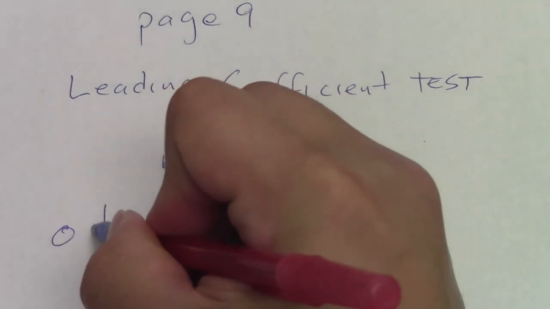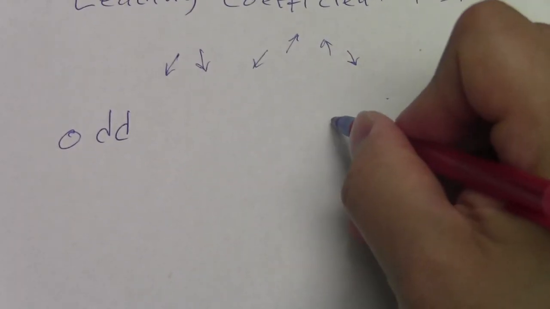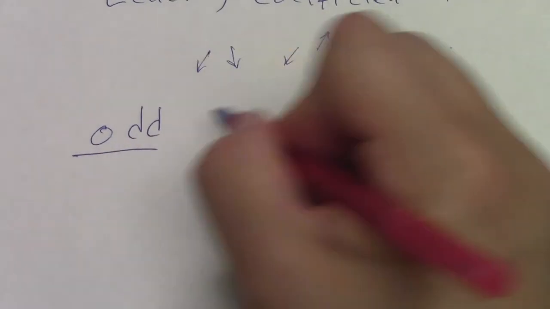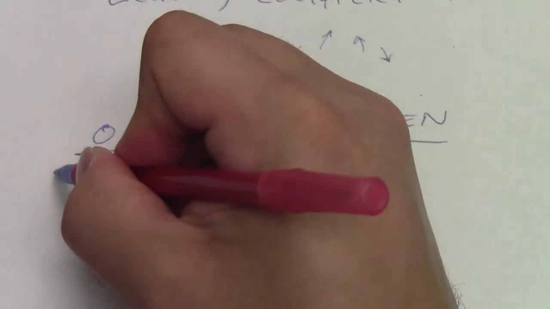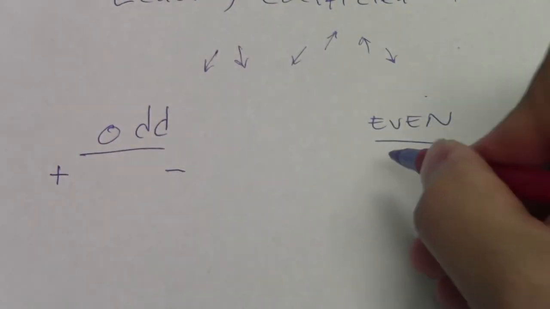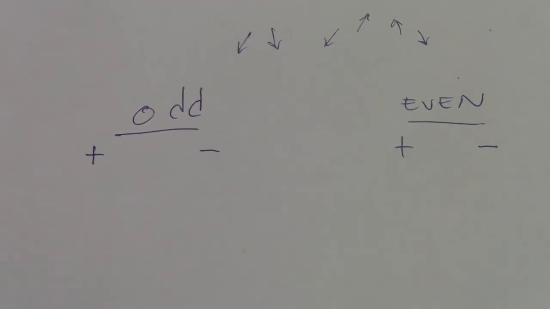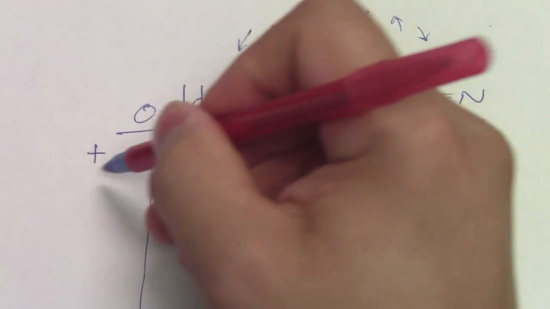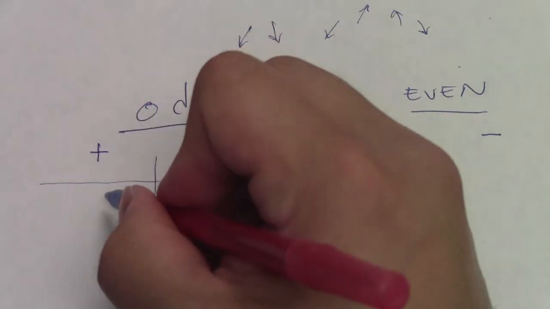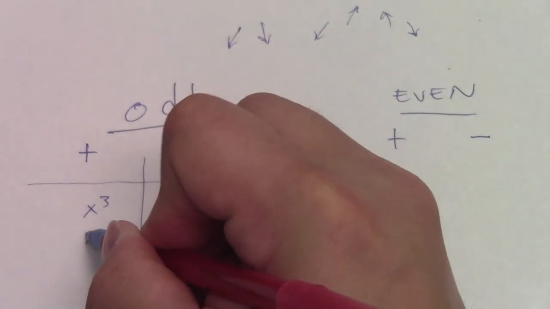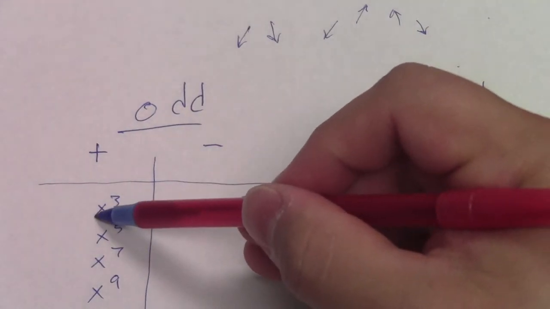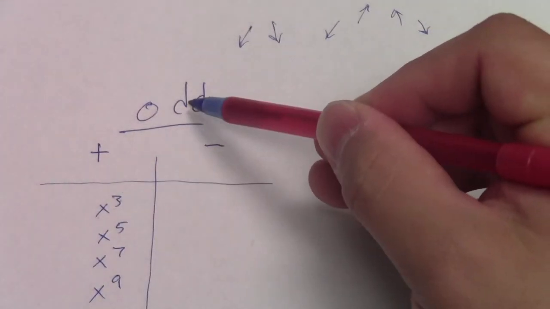So we're going to have odds and we're going to have evens. Under odd and even, we're going to have positive and negative. Positive and negative. So let's look at a couple things. Let's say we have x to the thirds, x to the fifths, x to the seventh, x to the ninth. These are all odds. Odd, odd, odd, odd. That's what we mean by odd.